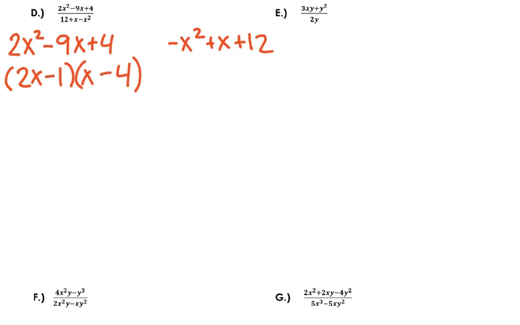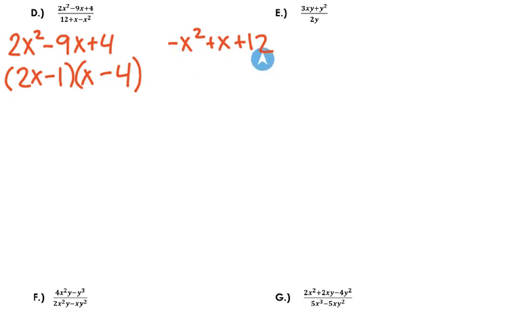So I'm going to try both negative 2x squared, positive 4. So this is a good guess. Let's see if it's right. Negative 8x minus 1x is negative 9x. So the middle term matches. So this is factored correctly.